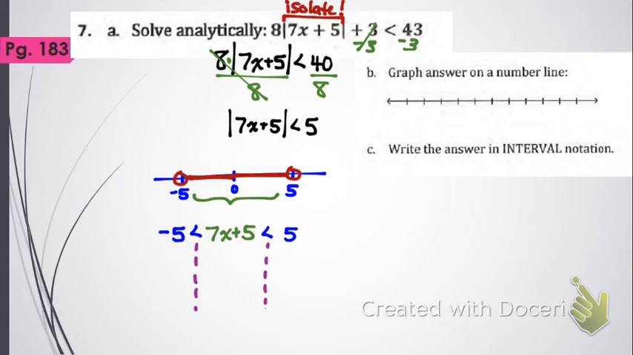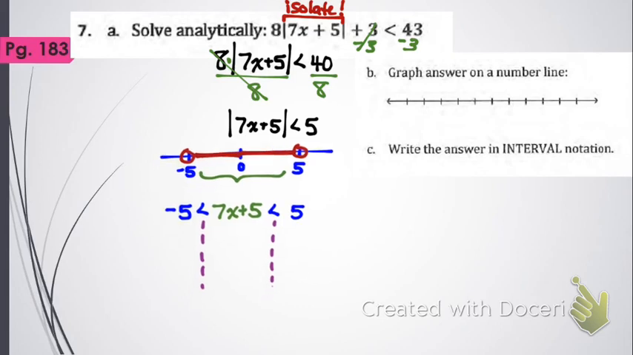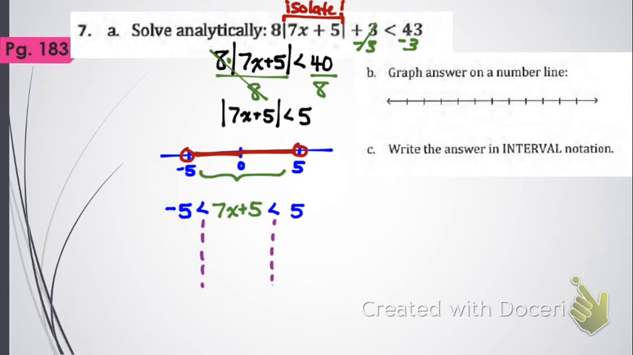Subtract 5 from each side. I'm going to scoot this up just a little bit. So I have negative 10 over on the left. What do we have on the right? 0. And that is perfectly okay. It does not mean we did something wrong. So negative 10 here, 7x here, 0 here. Still have my less thans because I didn't flip anything. We didn't multiply or divide.